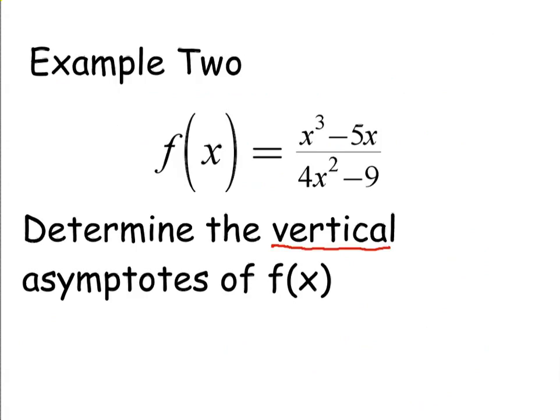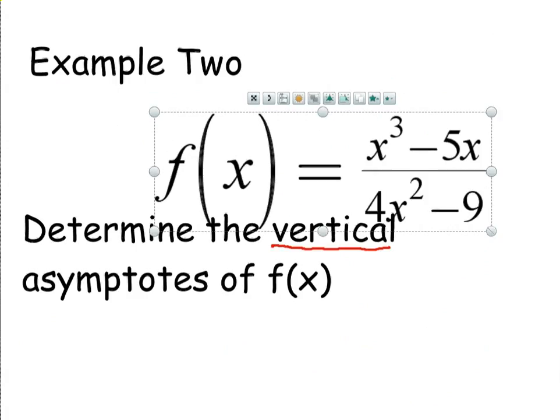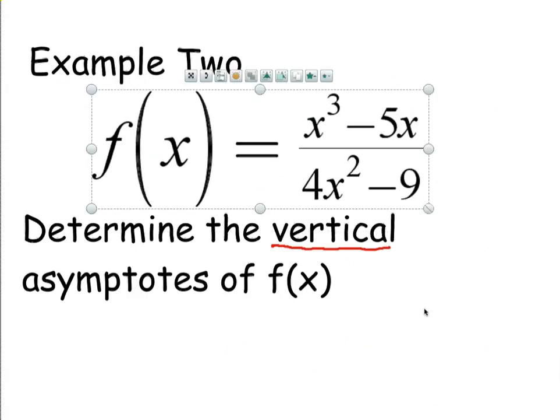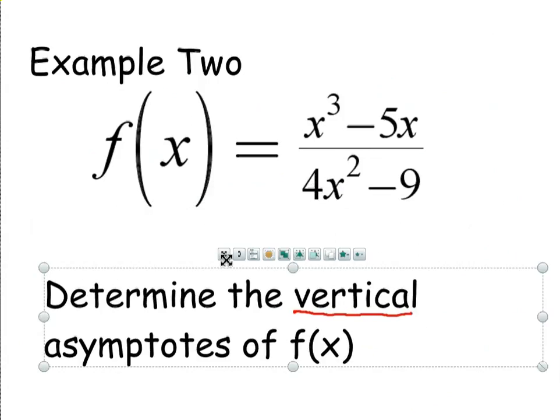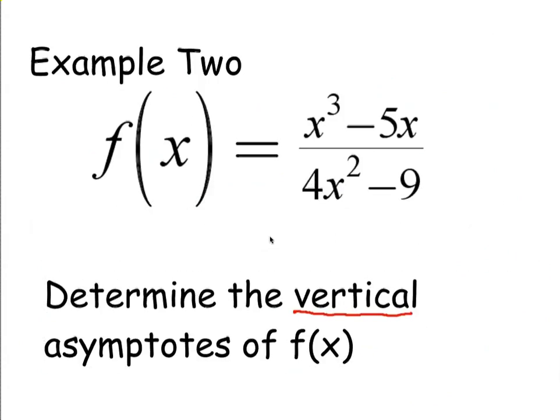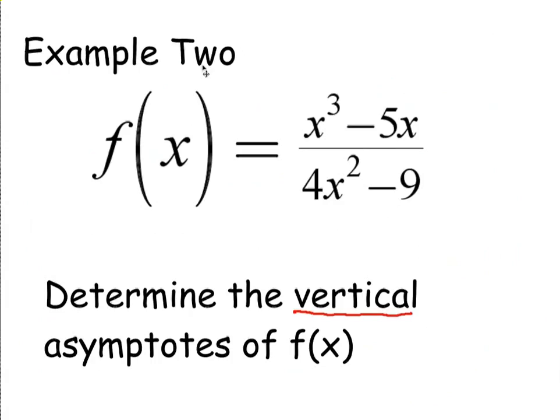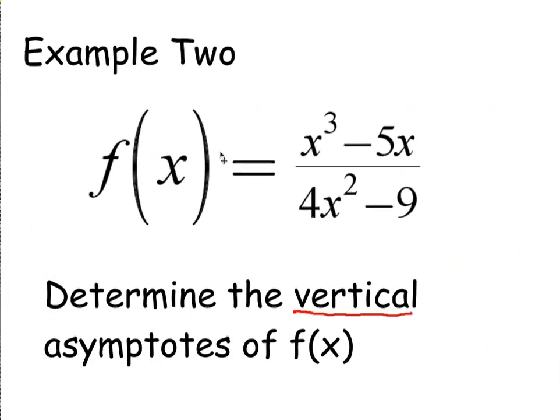Example 2. We got this equation. The second half of the holes part. We're going to determine the vertical asymptote of this equation. Same steps, so you don't have to rewrite them. So yeah, f of x equals x cubed minus 5x on top and 4x squared minus 9 on the bottom.